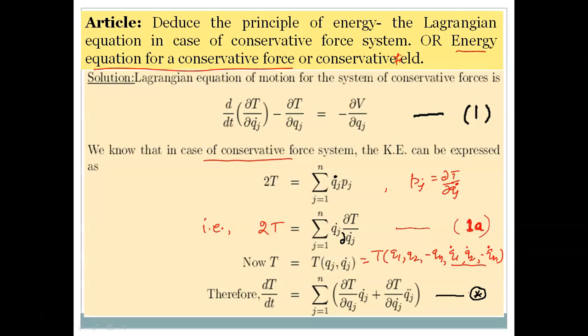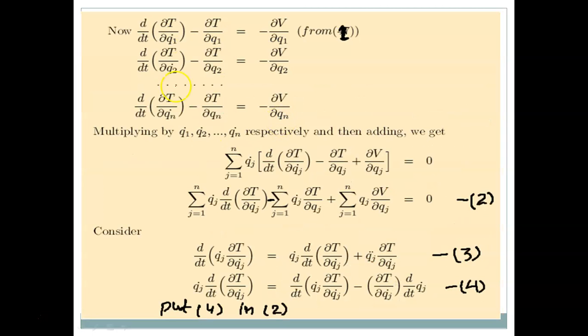Now from equation 1, for j going from 1 to n, if we simplify, we have these equations. Multiplying these by Q1 dot, Q2 dot, and so on respectively, and then adding, we get summation Qj dot d by dt of del T by del Qj dot, minus Qj dot del T by del Qj, and Qj dot del V by del Qj we are taking on this side. So this is equal to 0.